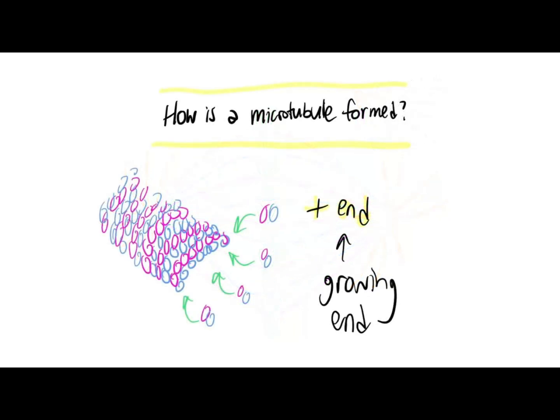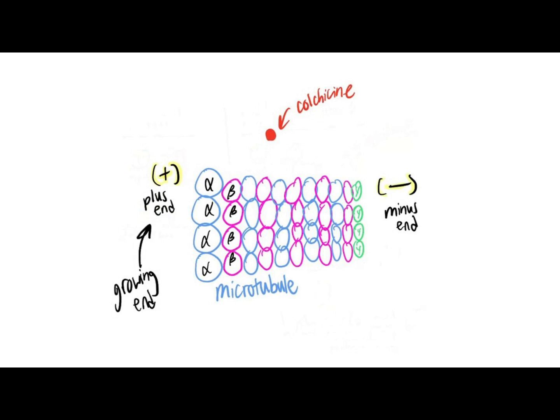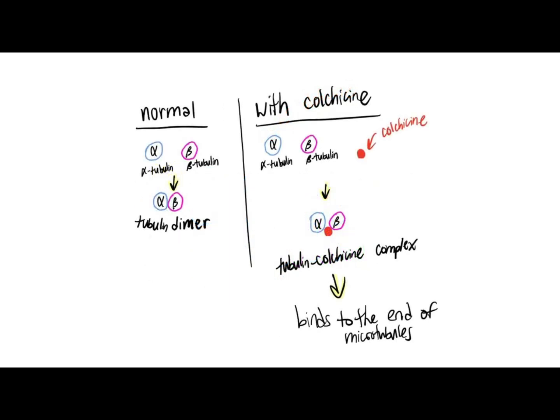How are microtubules formed? Microtubules are polymers of alpha-beta tubulin. In normal assembly, alpha-tubulin and beta-tubulin come together to form alpha-beta tubulin dimers. These dimers add to the growing end of the microtubule during assembly. But when colchicine is added, it binds to free dimers at a binding site between the alpha and beta tubulin, forming this new tubulin-colchicine complex. This binding changes the tubulin dimer conformation from straight to curved.